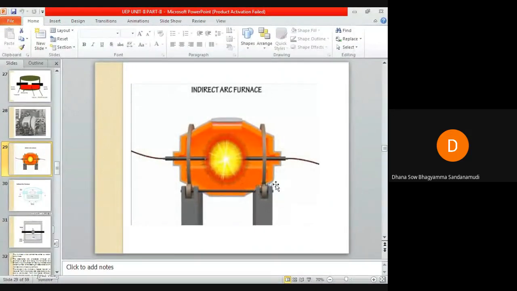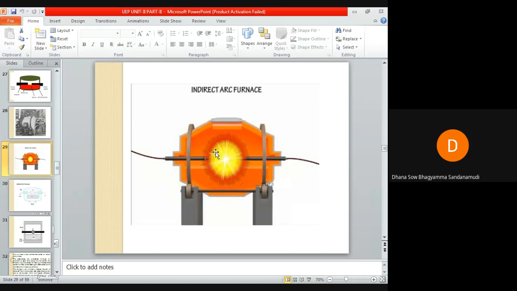You can see in this image the wheels. Okay, so these are the wheels. Using these wheels, this indirect arc furnace is rocked. Rocking means to and fro movement of this furnace will be there.